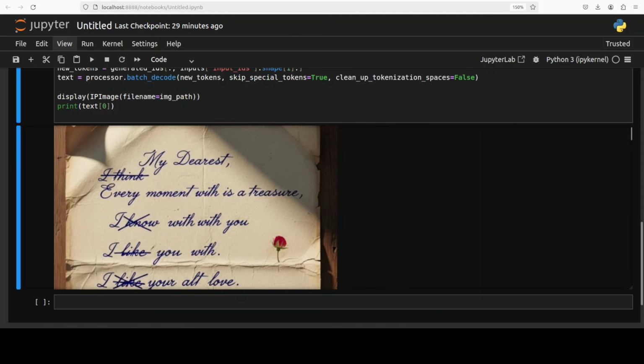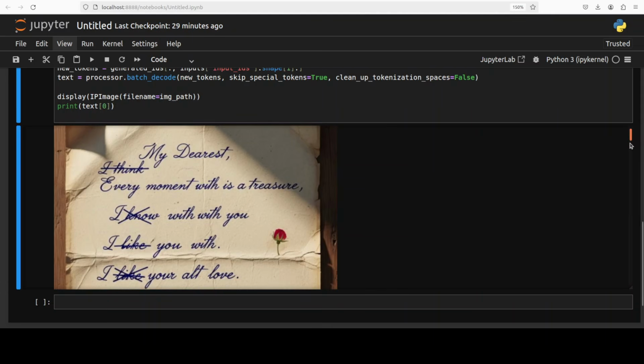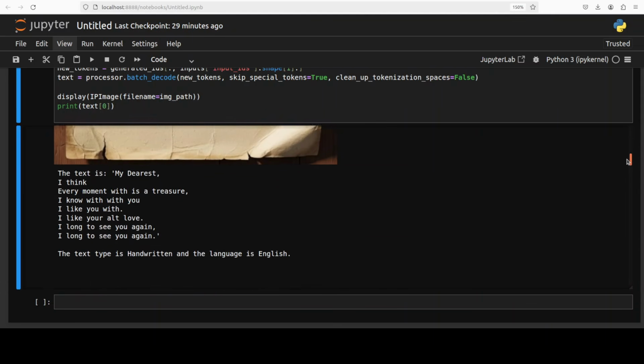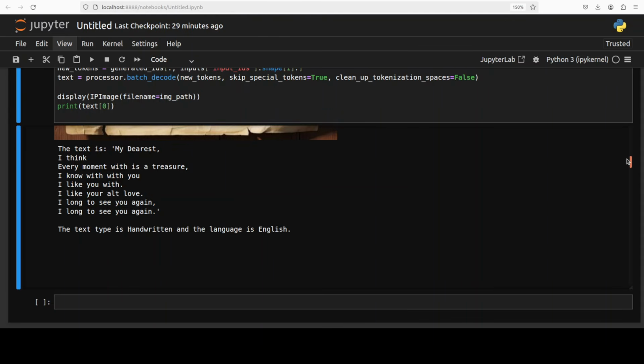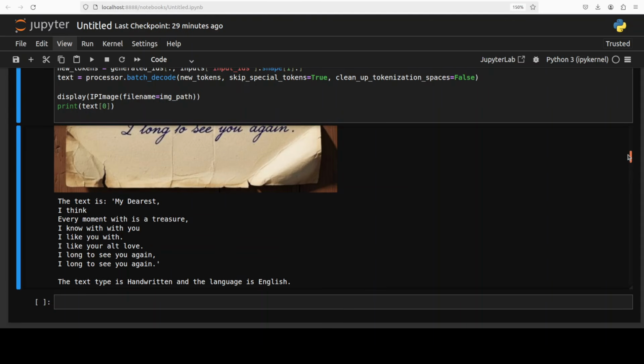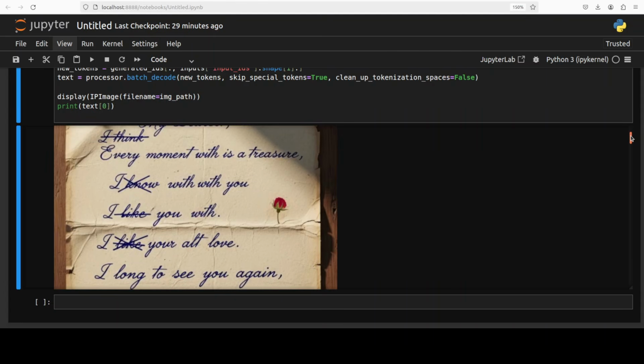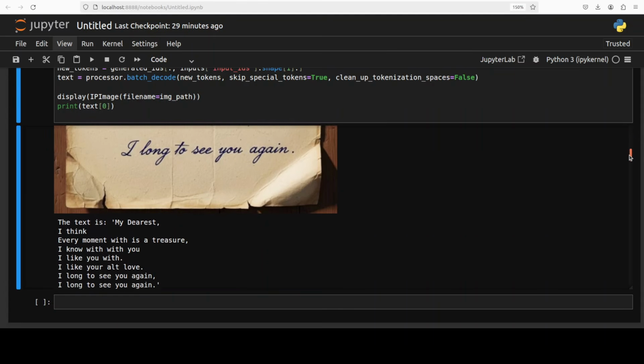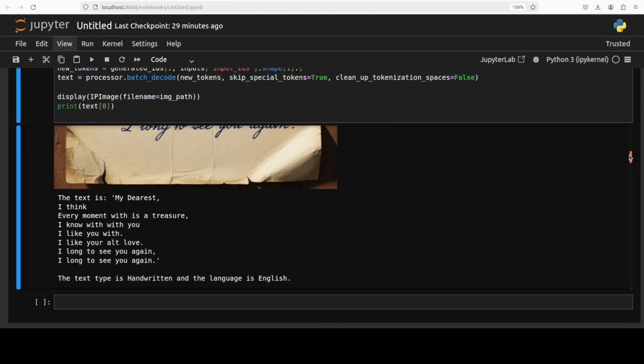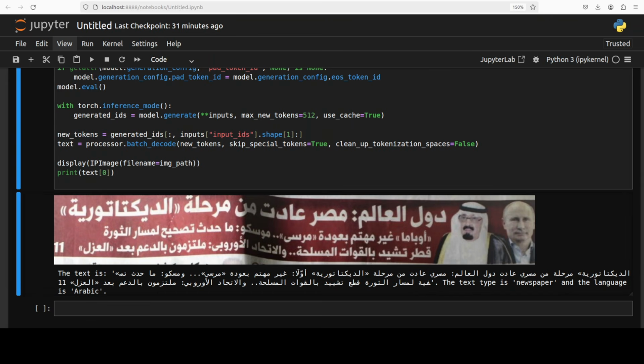Next up, I have given it this handwritten letter, and it is a bit crumpled too and crossed out, and it has got all of it right. Also, not only that, you see it has even got the crossed out words. Plus, I also asked it what is the language and the type. It is saying it is handwritten and the language is English. Let's do one Arabic. And this is the Arabic one.